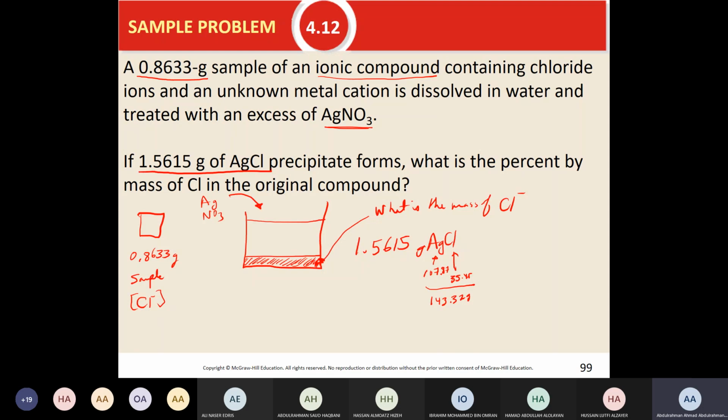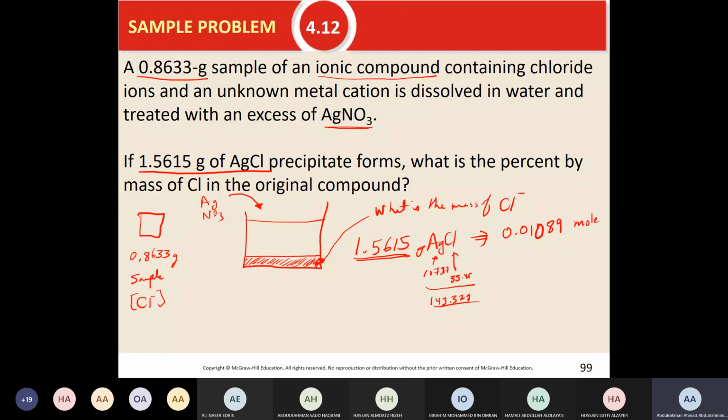Good. Now, can you change this into moles? Yes, by dividing by this number. Go ahead, give me the answer. 0.011? Only 0.011? Give me more numbers. 0.01089. Yes, I like this. This is moles.